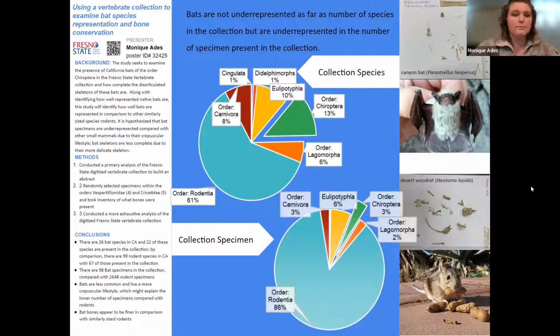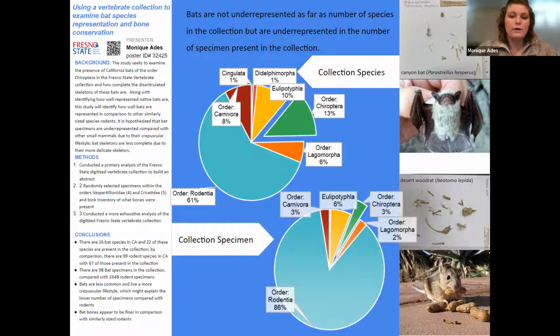My main methods were: I originally conducted a primary analysis of the Fresno State digitized mammal collection, basically to examine what species of bats we had present and how many specimens we had. Then I also looked at the rodents we had and how many of those we had. That was to build my procedure moving forward, and to build an abstract and my hypotheses.